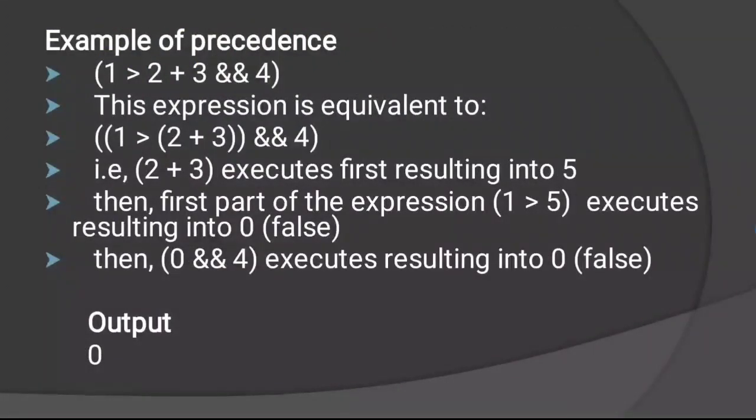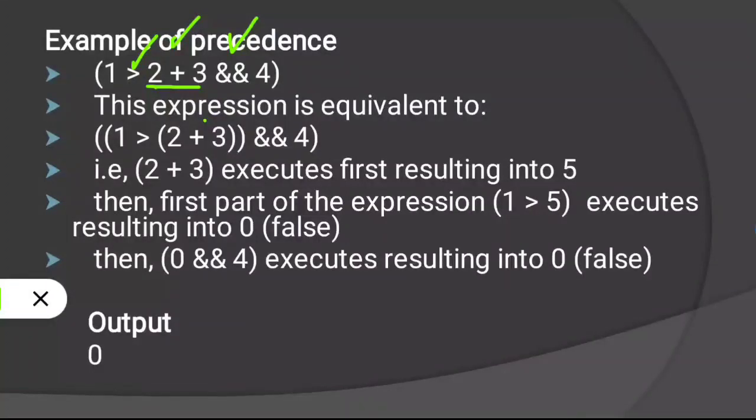Next, example of precedence. See, here we have used 1 greater than 2 plus 3 and 4. Here greater than is a relational operator, plus is an arithmetical operator and AND is a logical operator. Then from this, first we will solve 2 plus 3. That is why after that we have written A greater than B within bracket 2 plus 3 and 4.